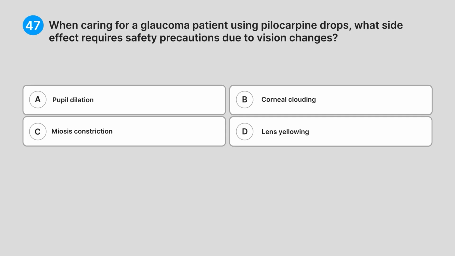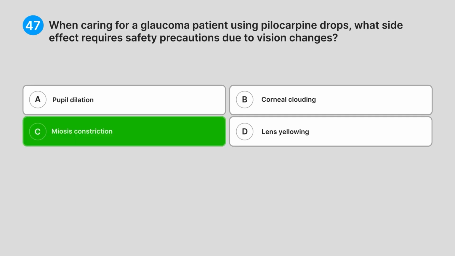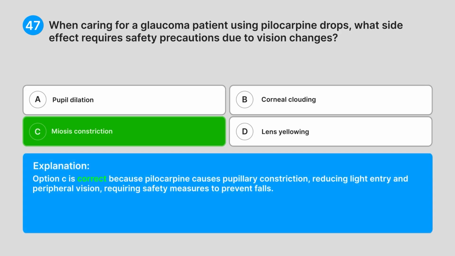Correct answer, C. Meiosis constriction. Explanation. Option C is correct because pilocarpine causes pupillary constriction, reducing light entry and peripheral vision, requiring safety measures to prevent falls.